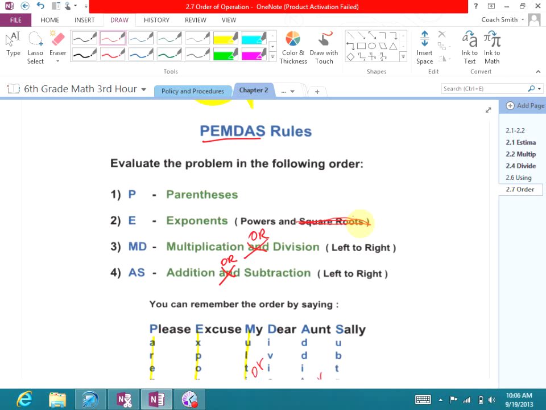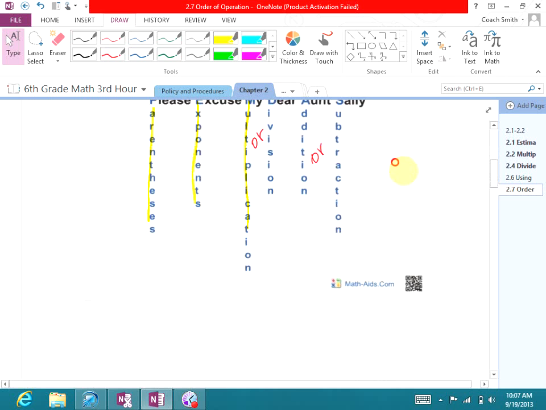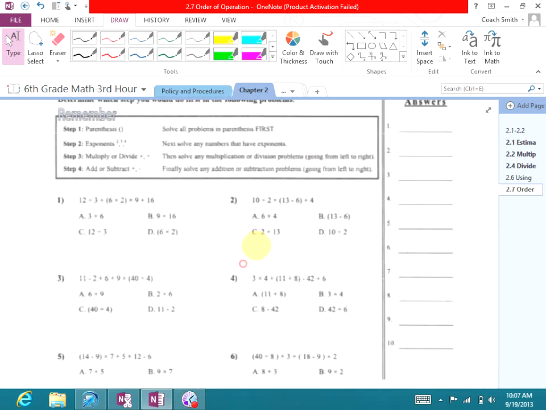We will do square roots this year, but it won't be in problems that you've got to do order of operation in. It'll just be, do the square root of 81, and stuff like that. Okay? So, that is your rules for order of operation. Let's move to the back page of that. Everybody turn the page, and we're moving to this page.